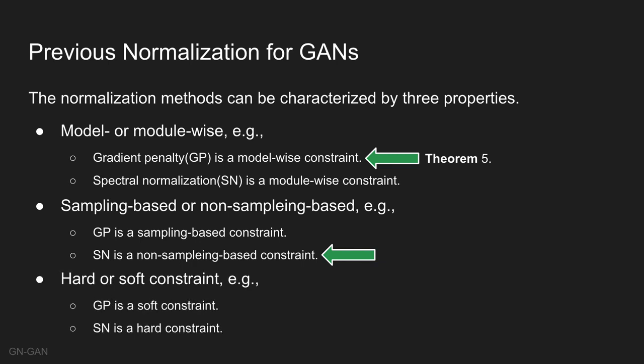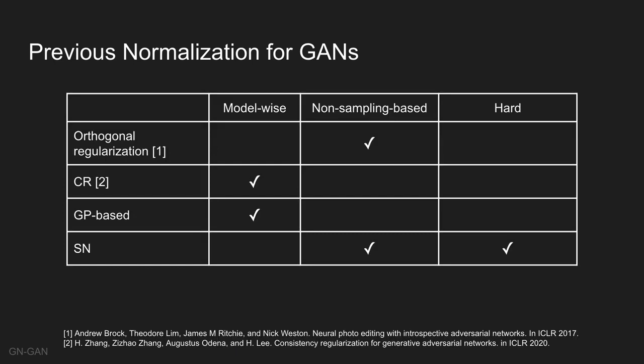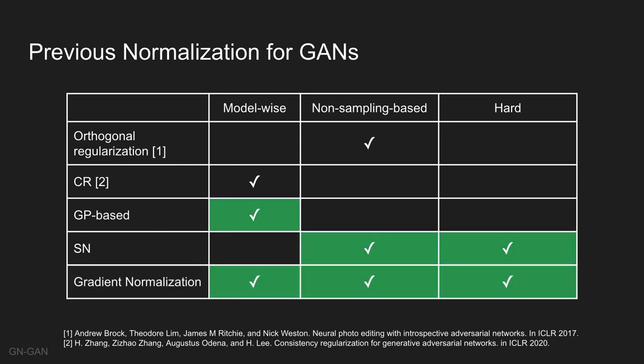The last one is hard or soft constraint, which is used to describe the boundary value of constraint. For example, gradient penalty is a kind of regularization, so the boundary value is not fixed during training. However, boundary value for spectral normalization is fixed, which can provide better constraint during training. In summary, previous methods do not satisfy these three properties at the same time, and the hard property is the most challenging one for GAN. So we want to propose a new normalization which can take the advantages of gradient penalty and spectral normalization.